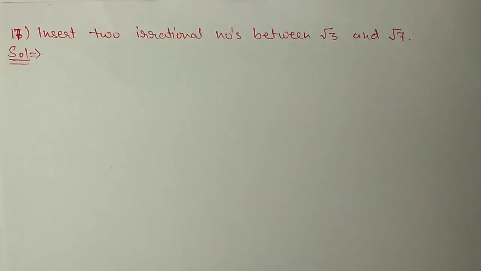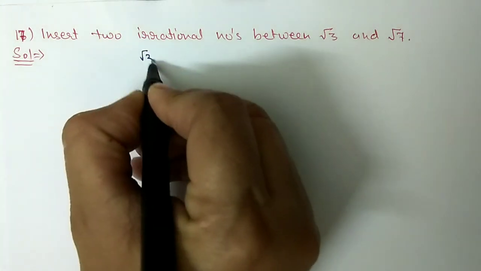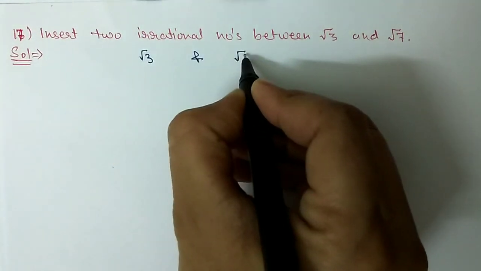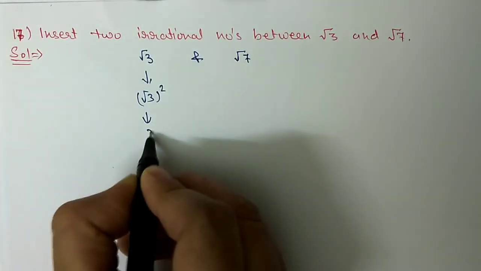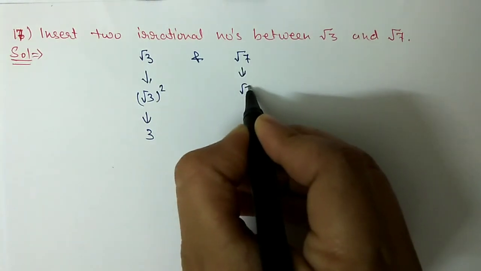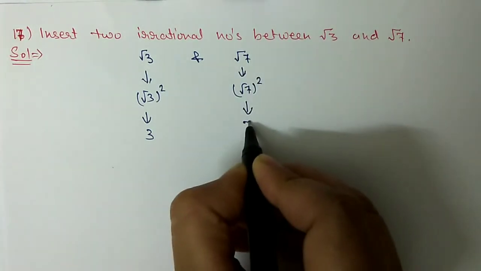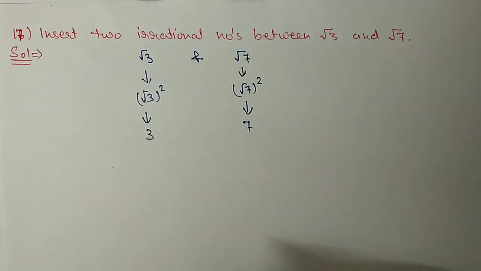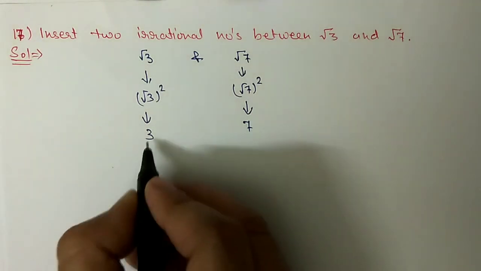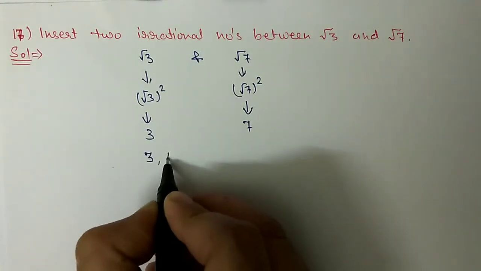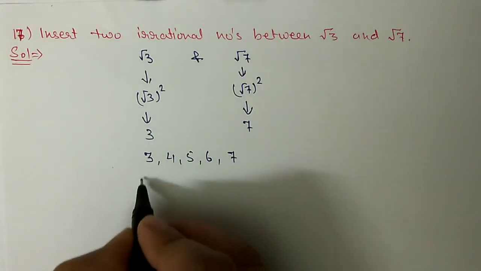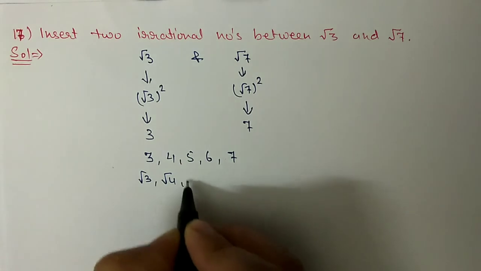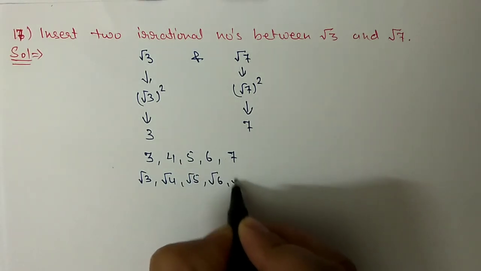Next, question number 17, insert two irrational numbers between root 3 and root 7. So first root 3 and root 7 we will change into the square form. We will do the squaring of these numbers. So root 3 squared we get 3 and root 7 squared we get 7. Now between 3 and 7 we have 4, 5, 6. 3 numbers are there between 3 and 7. So root 3, root 4, root 5, root 6 and root 7.